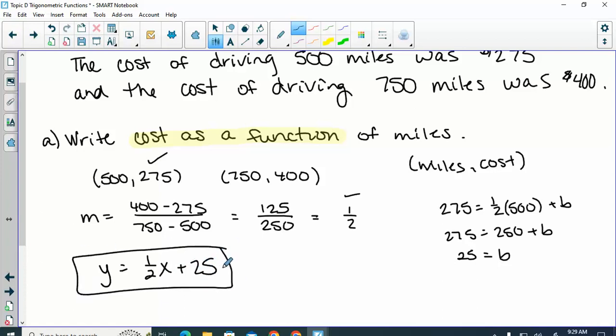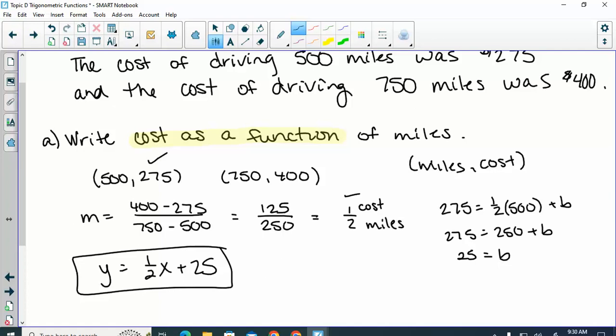So usually on these I would ask you to then interpret some things. So I might say, tell me what the slope represents. So think about when we found slope, it was y over x. Y was the cost, x was the number of miles. Okay, so you could say this a few different ways. You could say it costs $1 to drive 2 miles, or it costs $0.50 or 50 cents every 1 mile, something along those lines.